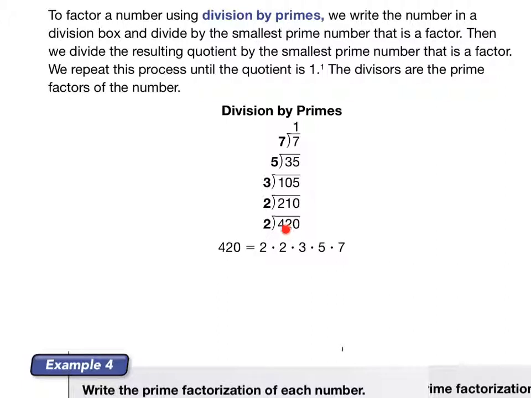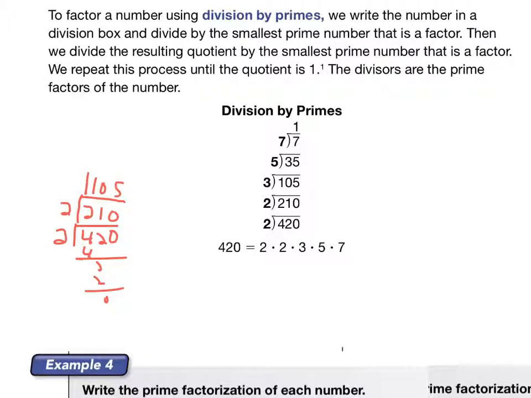We take 420. So I'm going to actually do it over here. So you take 420 and you think of a prime number that you can divide by. You can divide by 2. 2 goes into 420. 2 goes into 4 twice. And then 2 goes into 2 once. And then 0. So 2 times 210 makes 420. Now I take and put 210 inside the box and divide by 2 again. When I divide by 2, I get 105.